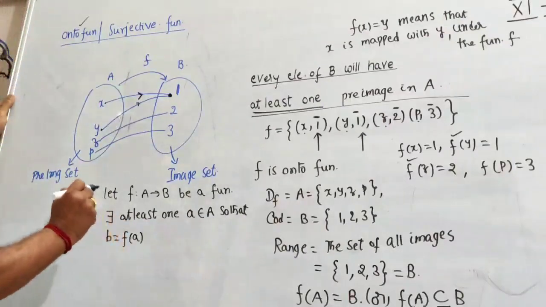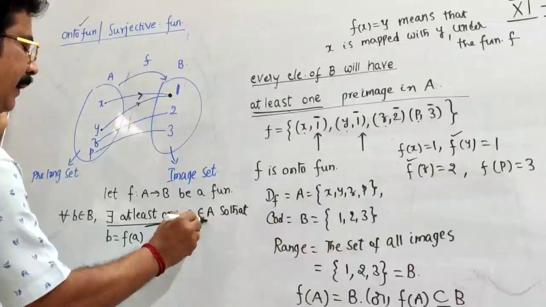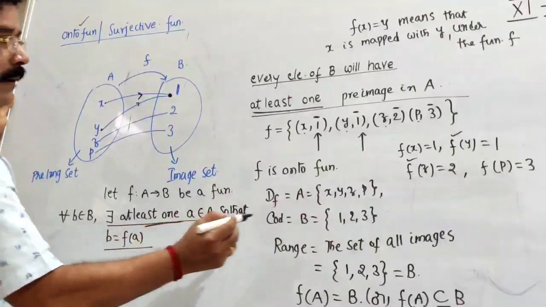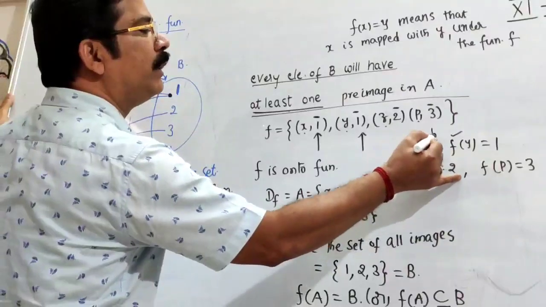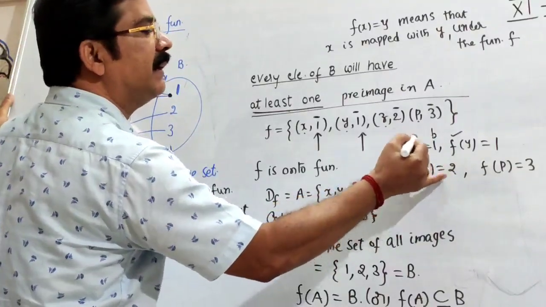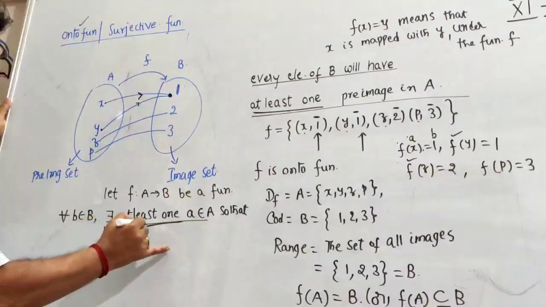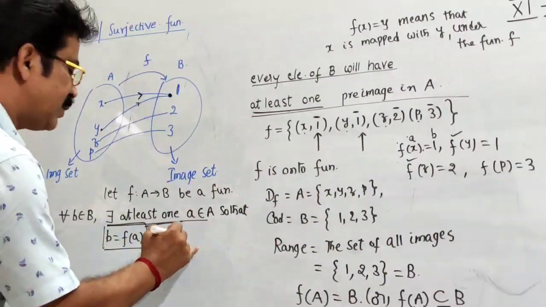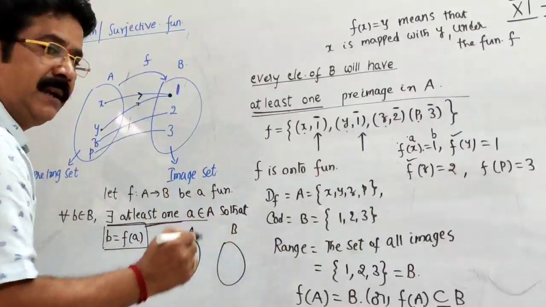We have to use this word: there exists at least one A, so that B is equal to f of A. This is B, this is A, f of A equal to B. In the same manner, in the same sense, in the same structure, we are writing this word like that. Understand? This is capital A, this is capital B.